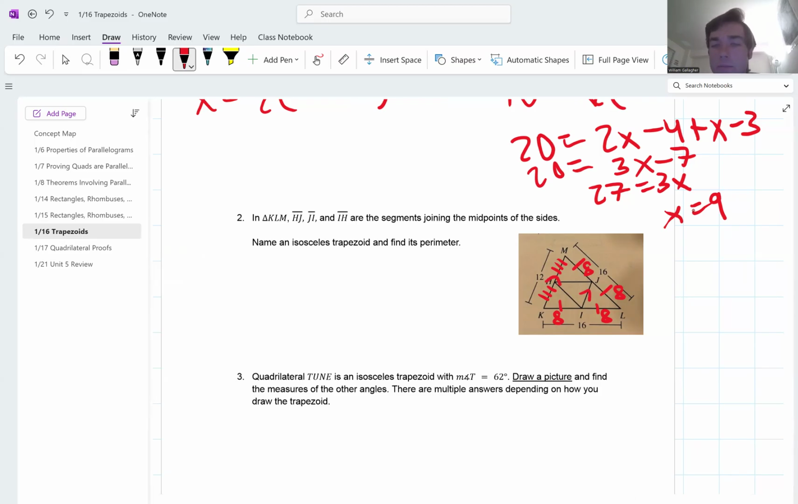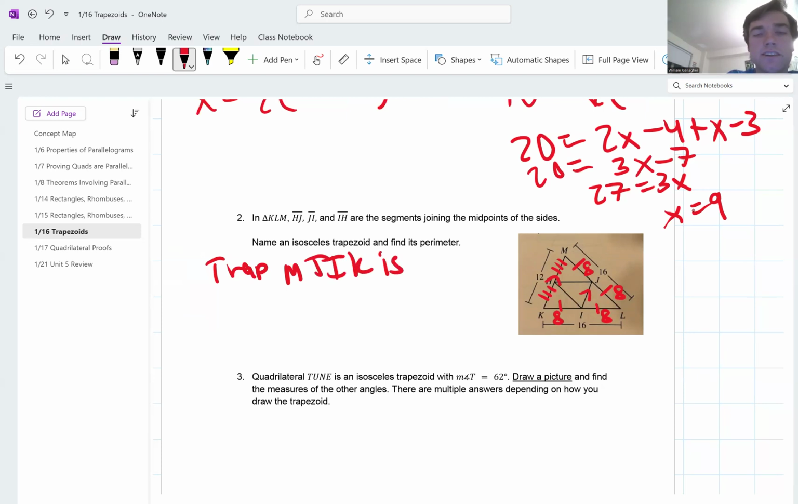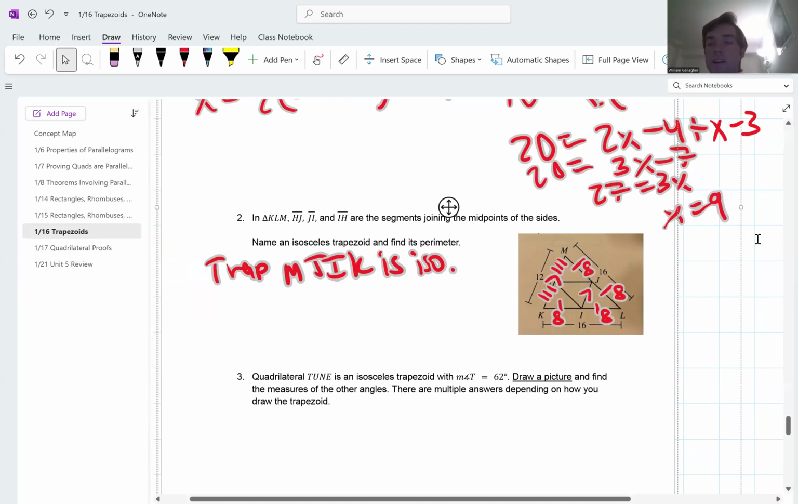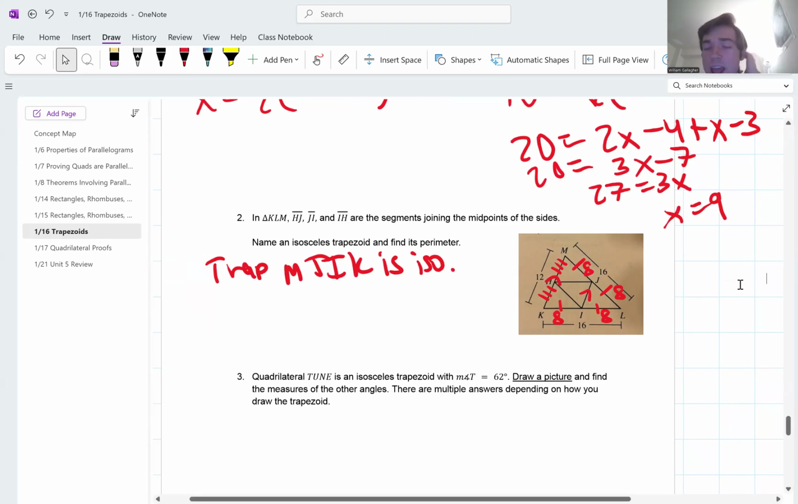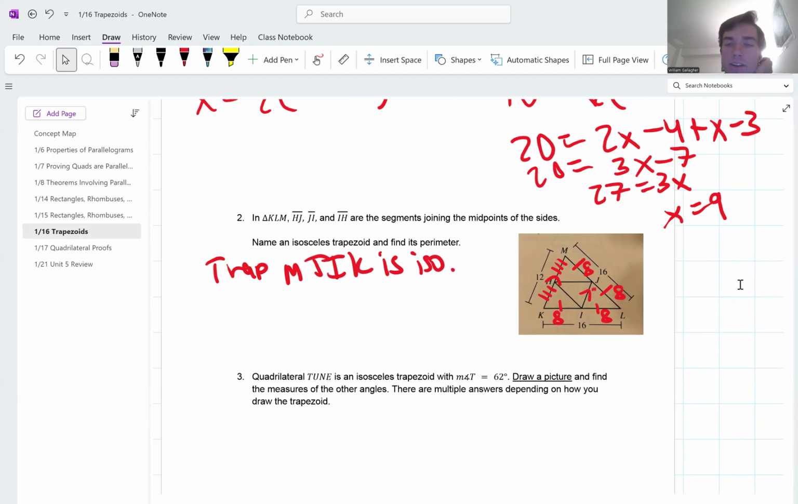So if we look at trapezoid MJIK, MJIK is isosceles, because, again, it has a pair of congruent legs and the bases are parallel. And then to find JI, we can use the second part of that theorem that says that that parallel line, JI, is half the length of MK. So JI is going to be 6.